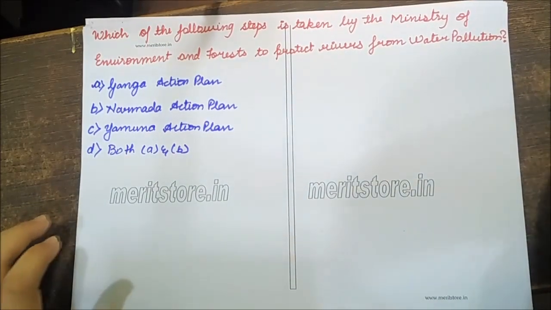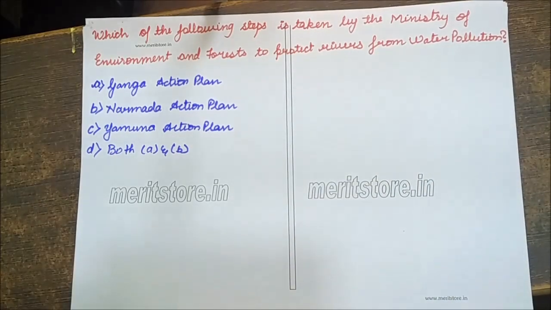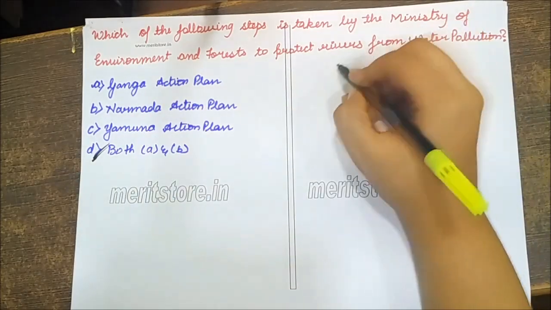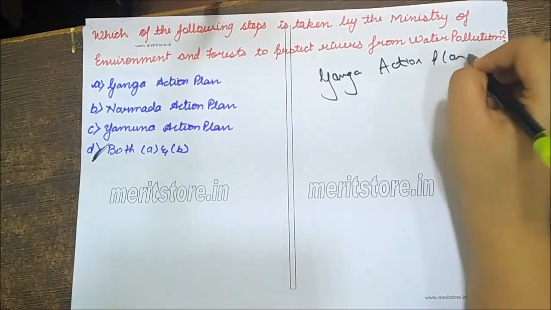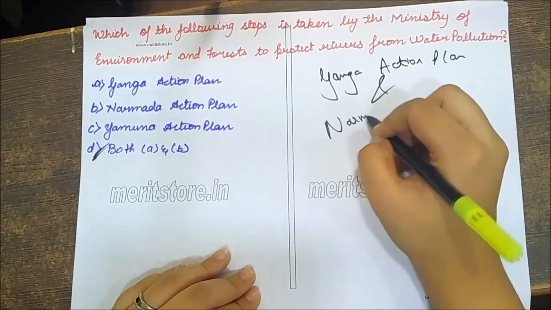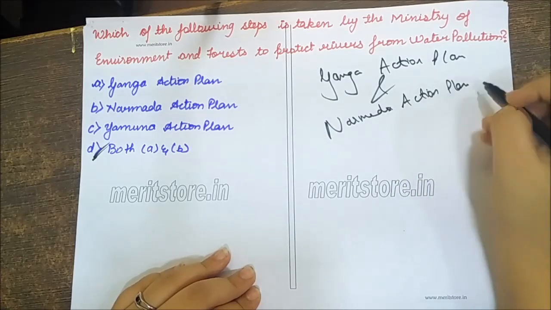And the next question is, which of the following steps is taken by the Ministry of Environment and Forests to protect rivers from water pollution? And the options are Ganga Action Plan, Narmada Action Plan, Yamuna Action Plan, or both A and B, that is Ganga and Narmada Action Plan. And the answer for this is both Ganga and Narmada Action Plan.